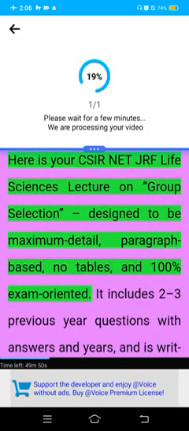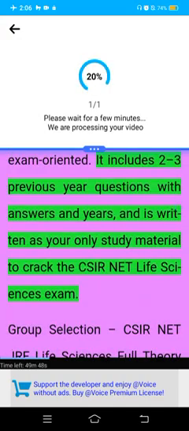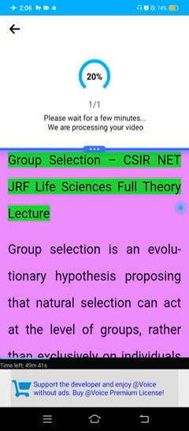Here is your CSIR Net JRF Life Sciences lecture on group selection, designed to be maximum detail, paragraph-based, no tables, and 100% exam-oriented, with previous year questions with answers, written as your only study material to crack the CSIR Net Life Sciences exam. Group selection, CSIR Net JRF Life Sciences full theory lecture.